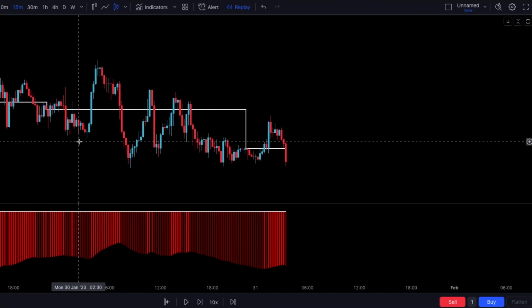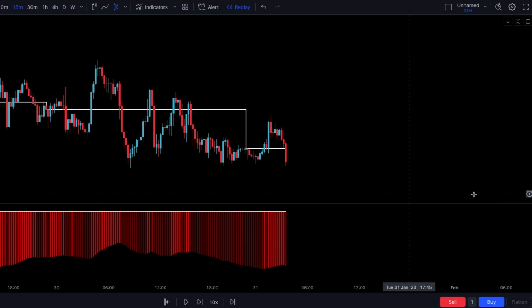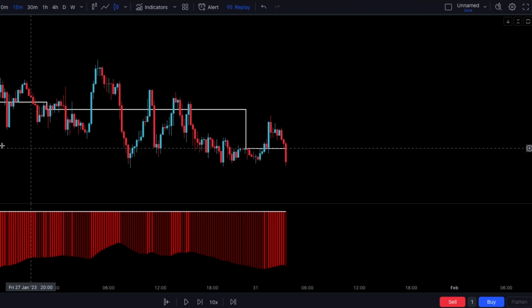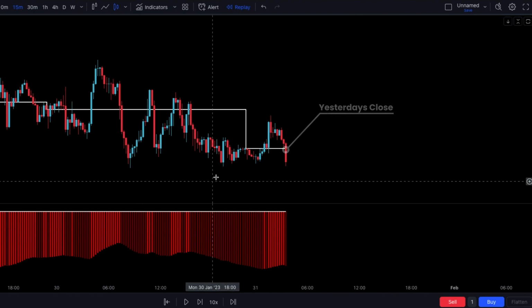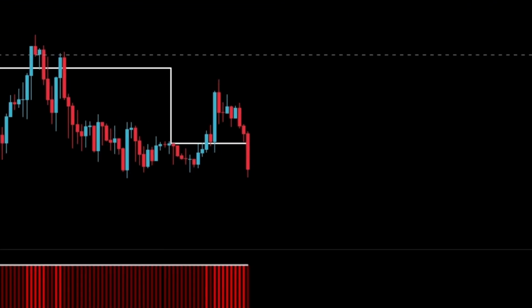Okay, so this is your entry criteria when looking for a sell. First, you need to make sure the MACD at the bottom here is printing red, signifying that we're in a sell structural market. Secondly, we're waiting for price to break below the yesterday's daily close, signifying continuation. And once these confirmations have been met, we're going to take the first breakout in the sell direction.